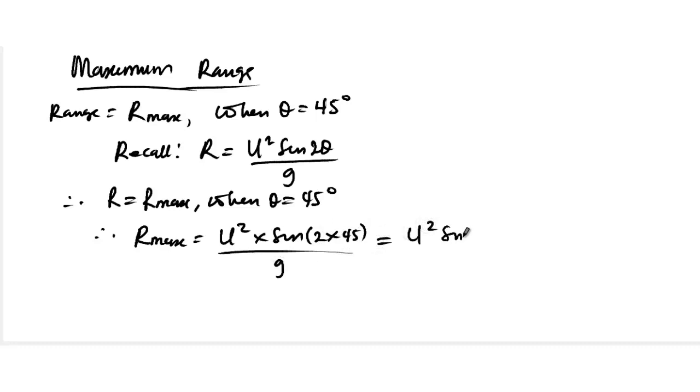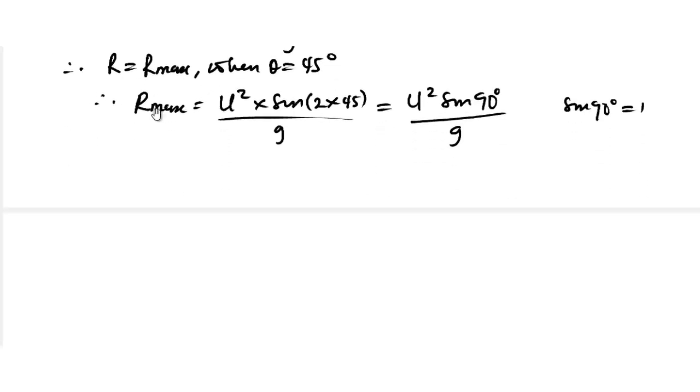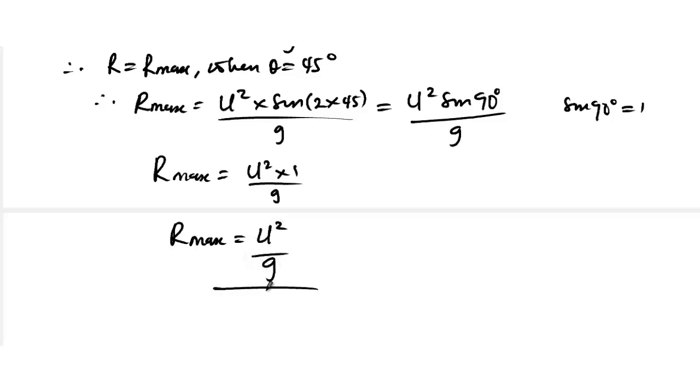That will give us u square sine 90 degrees over g. And sine 90 degrees is equal to 1. So if sine 90 is equal to 1, then R max, the maximum range, will be equal to u square times 1 over g. So R max will be u square over g. This is the formula for maximum range. Range is only maximum when the angle of inclination to the horizontal, which is theta, is equal to 45 degrees.